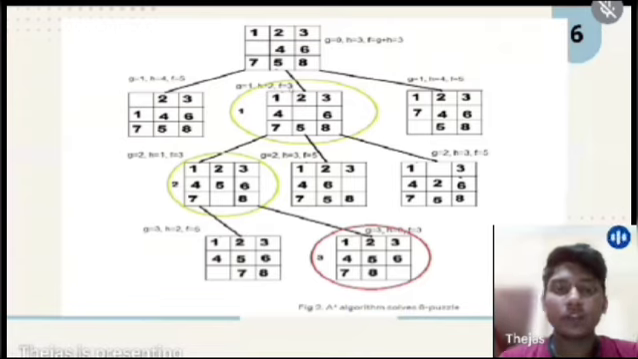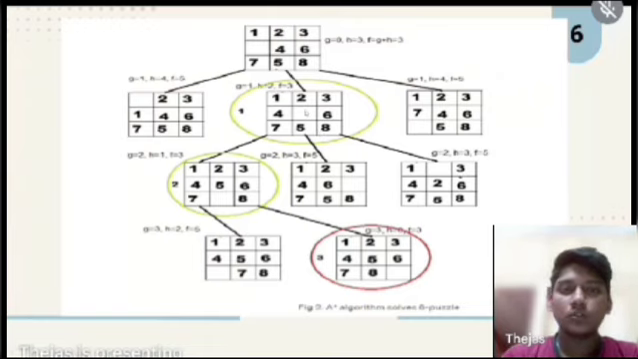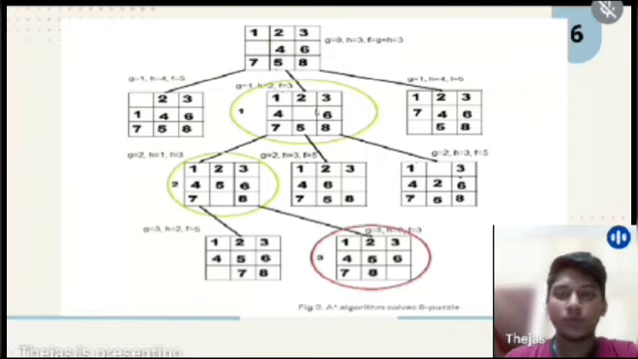Continuing the problem in this direction, we get 4 possibilities now. The blank space is in the middle, so it can move up, left, down, or right. If we move left, we will return to the initial node, so we won't move left. The remaining 3 choices are down, right, and up.